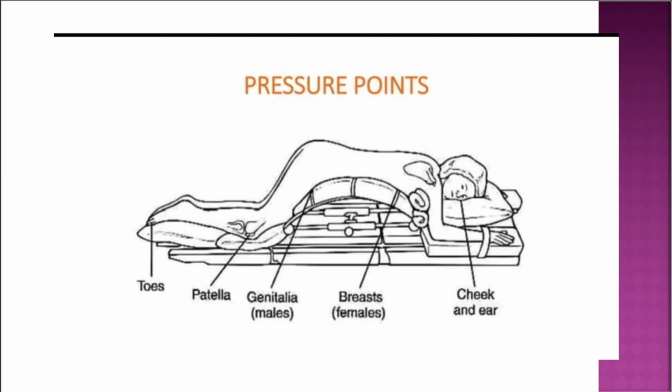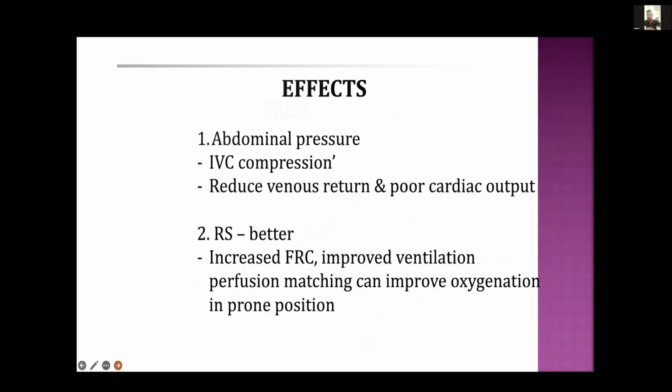These are the various pressure points during prone position: mainly cheek, ear, breast, genitalia, patella, and toes in the lower limb. Various effects can occur in this position. Extensive pressure on the abdomen can cause IVC compression, thus reduced venous return and poor cardiac output. The respiratory system is better in this position, with increased functional residual capacity, and improved ventilation perfusion matching can improve oxygenation.